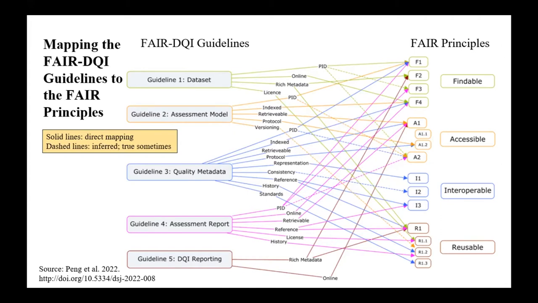And here, from that article, what we've done is we've mapped the guidelines, each of these five guidelines, to the FAIR principles. And you can see, in some cases, there are direct mappings, for instance, between guideline one and findable. And that one is labeled with the persistent identifier. But we can also see there are some dotted lines in here. And so those dashed lines, they're basically inferred, and they may or may not be true, but we're expecting them to be true sometimes. And I'll talk a little bit about that later. Next slide, please.